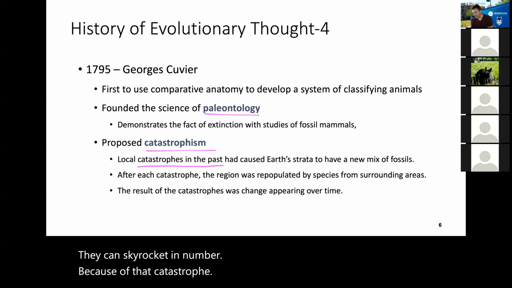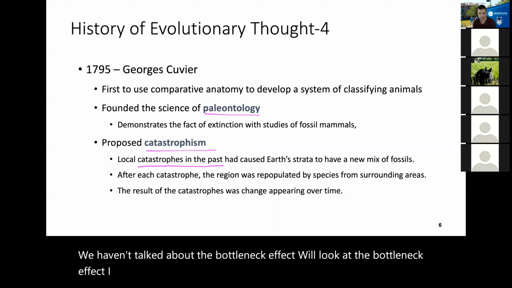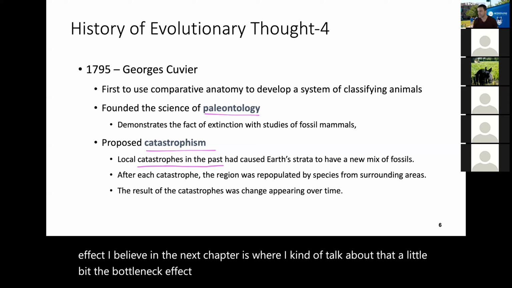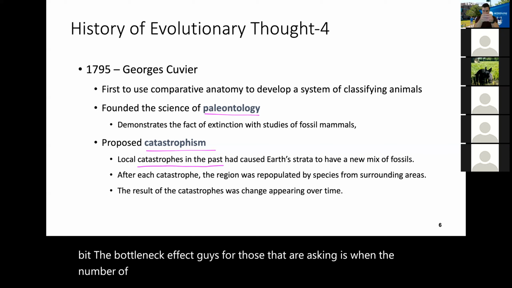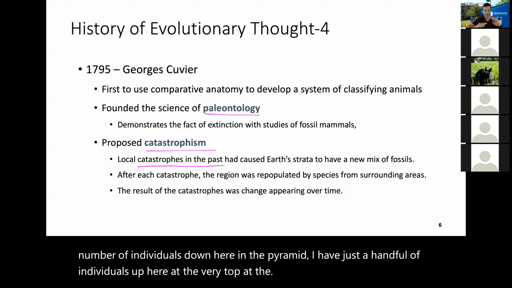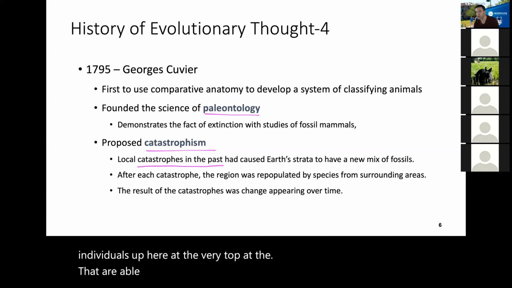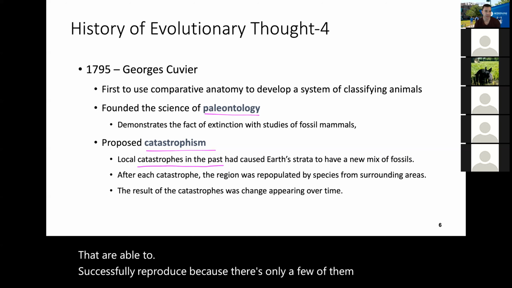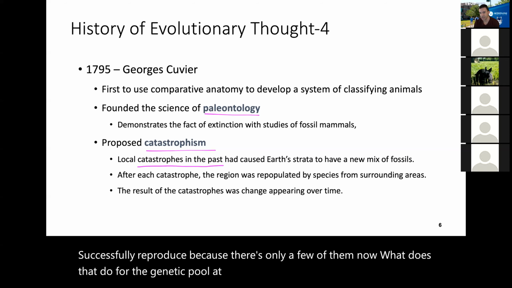We haven't talked about the bottleneck effect. We'll look at the bottleneck effect, I believe, in the next chapter, is where I kind of talk about that a little bit. The bottleneck effect, guys, for those that are asking, is when the number of individuals really bottlenecks. Okay, so instead of having all of these individuals down here in the pyramid, I have just a handful of individuals up here at the very top at the bottleneck that are able to successfully reproduce because there's only a few of them now. Well, what does that do for the genetic pool? It severely limits the genetic pool.